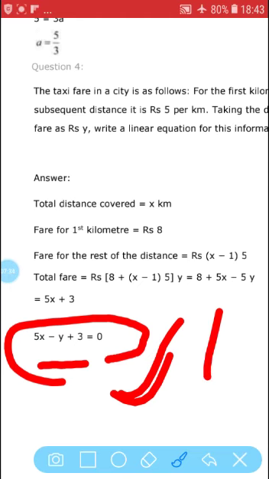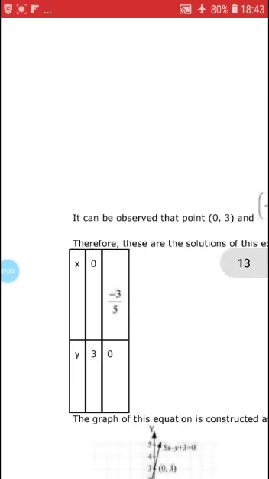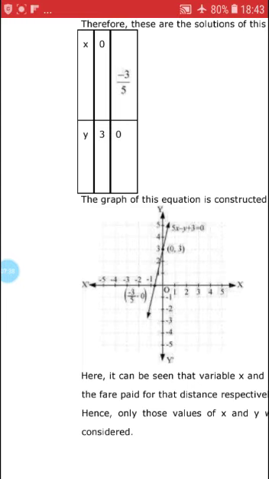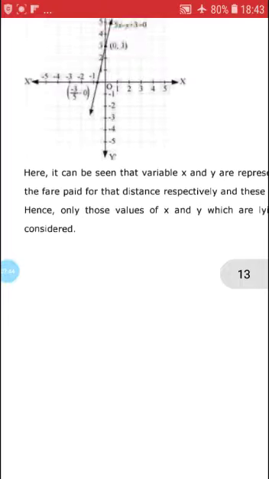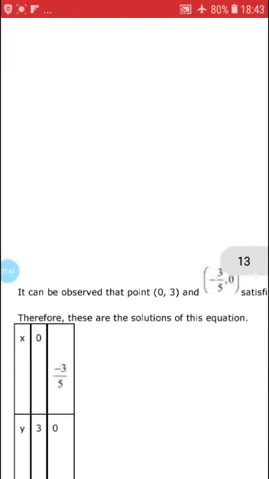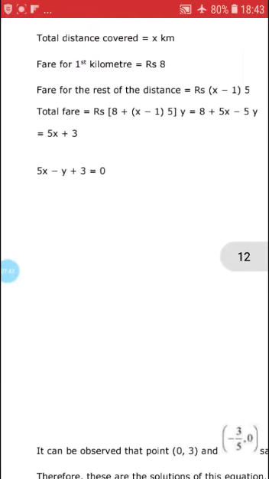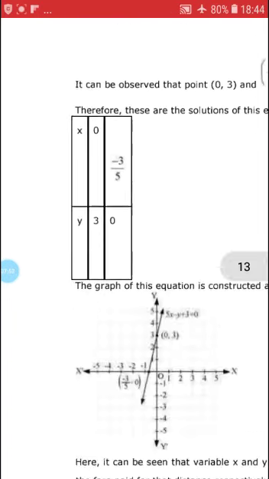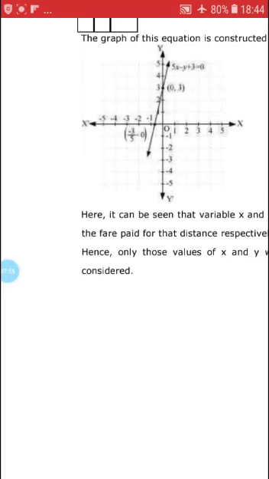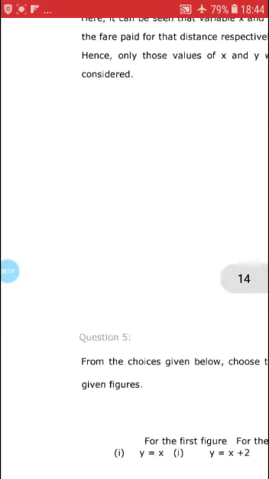Now see, question number 5. In this, what you have to do is write a linear equation and draw its graph. In the previous question, if we have to draw the graph, you know how to draw it. Now you substitute the values in 5x minus y plus 3 = 0. You put the table and draw the graph. Is that okay? This one is a little different question. So many times I have told you how to draw the graph, so in this question please try to draw the graph by yourself.